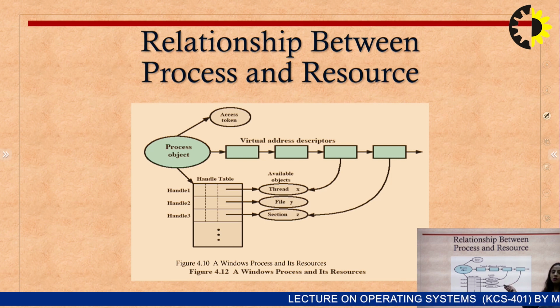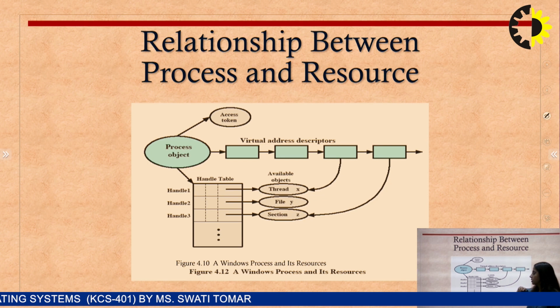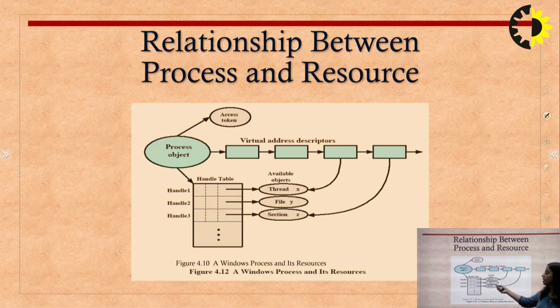Now, this is a process object, and these are the virtual address descriptors. A process object has to have an access token so that it can handle different kinds of threads. Here you can see these are thread X. It has the file which is present in file Y, and it is present in section Z. So this is your handle table. What is happening here? A Windows process. Here you can see this is a Windows process and its resources. The process object is going through the virtual address descriptors and the handle table using the access token. Okay.